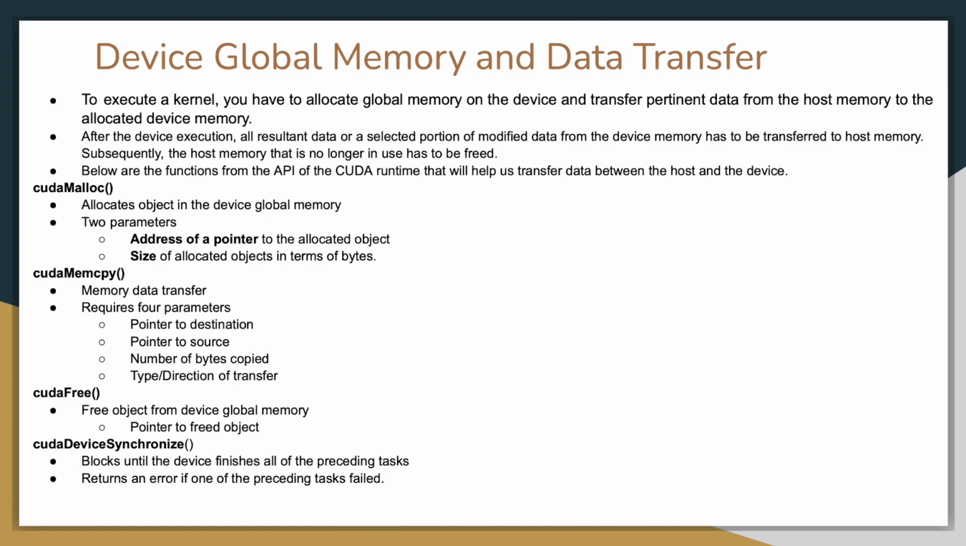The cudaMemcpy function performs the memory data transfer. It has four parameters. It has a pointer to destination, a pointer to the source, a number of bytes copied, and the direction of transfer, meaning that we can choose to transfer from host to device, and then from device to host, which is the usual order of operations.